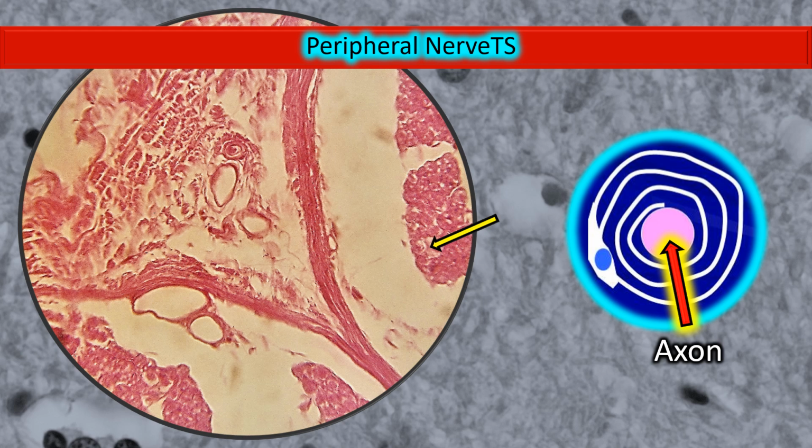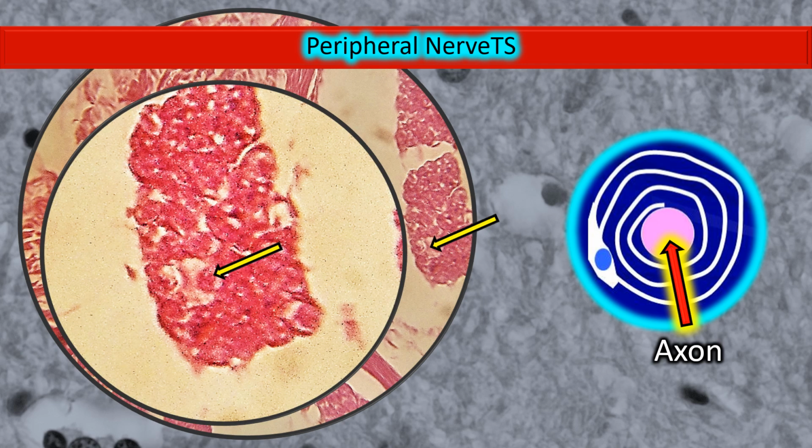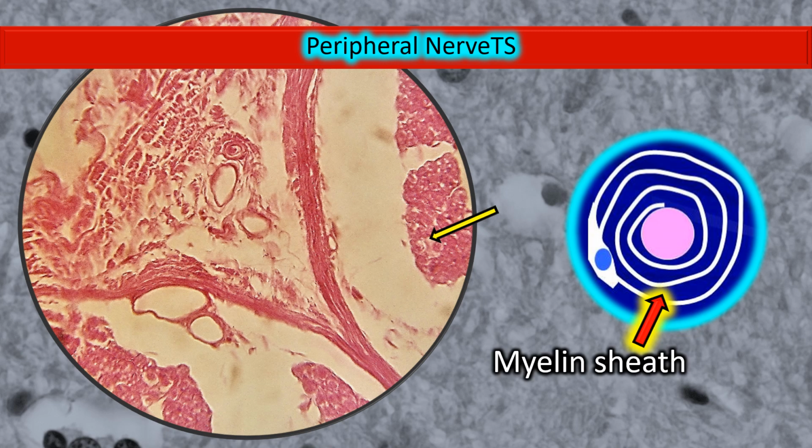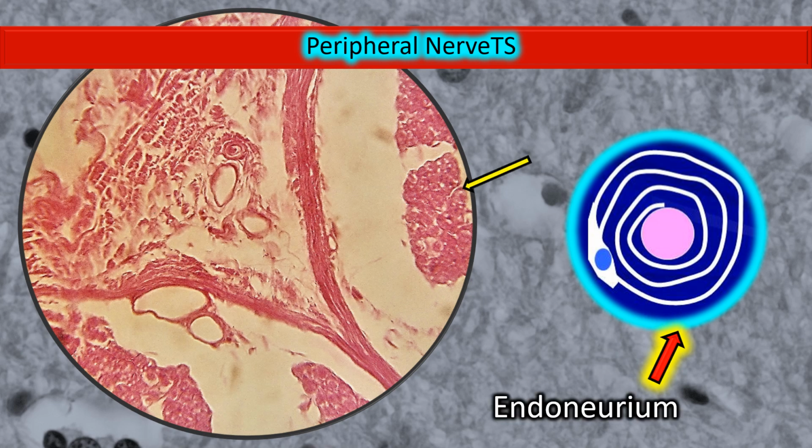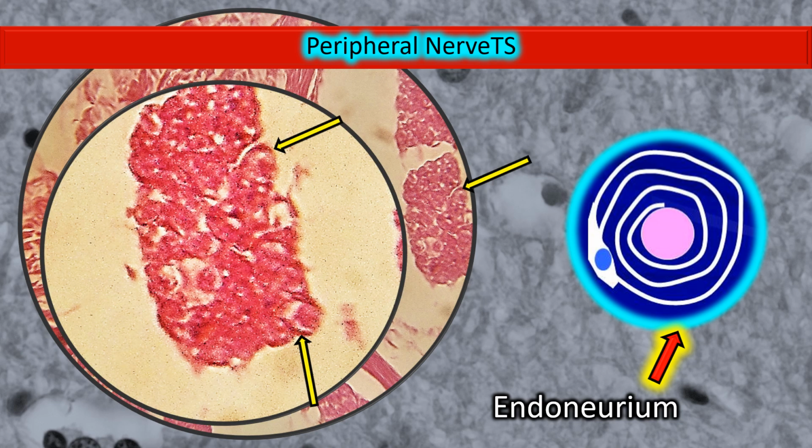Now you see in higher magnification, you can see the axon. Then the myelin sheath is now being shown in the diagram. Correspondingly, the myelin sheath, that white area, is being shown here. Then the endoneurium, the outermost layer, once again we will see it in the higher power. And in the diagram, that turquoise green area is the endoneurium. Correspondingly, here you can see the endoneurium has a thick line around it.